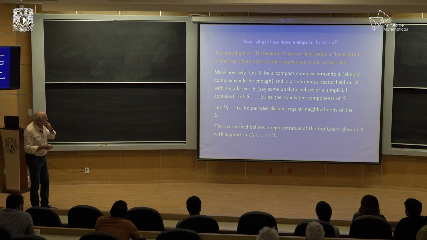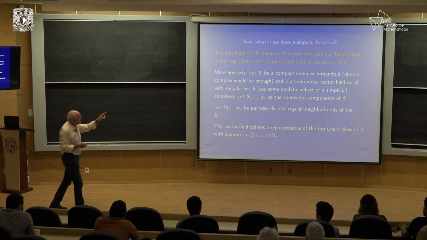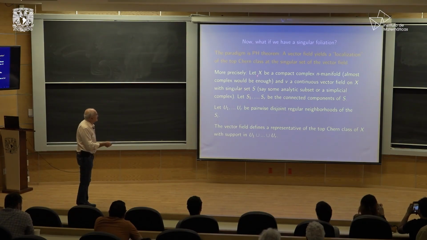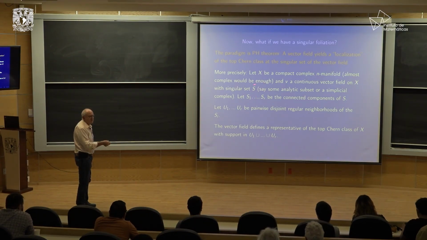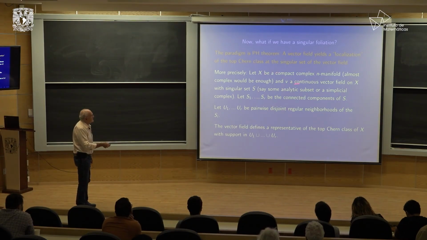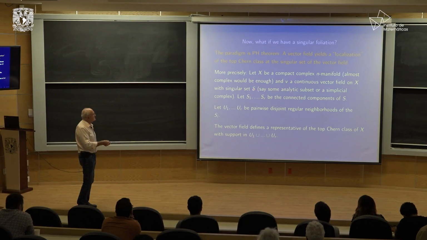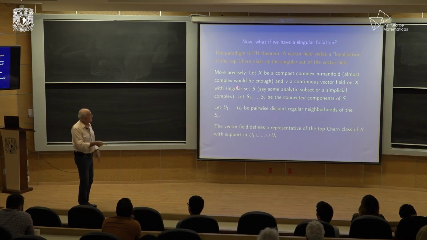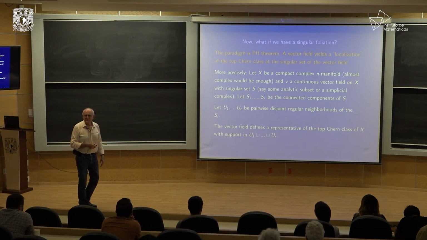Okay, so here it is. Suppose you have a compact complex manifold of dimension n, and almost complex could be enough for what follows. That means a complex structure in the tangent bundle. But suppose you have a continuous vector field with some singular set, S. All we need from it is that it be compact. It doesn't need isolated points. Suppose you have a compact singular set, and look at the connected components. And now for each take a regular neighborhood so that they are pairwise disjoint.